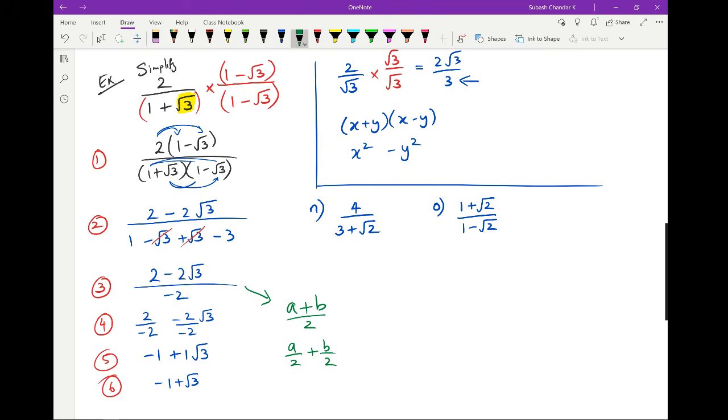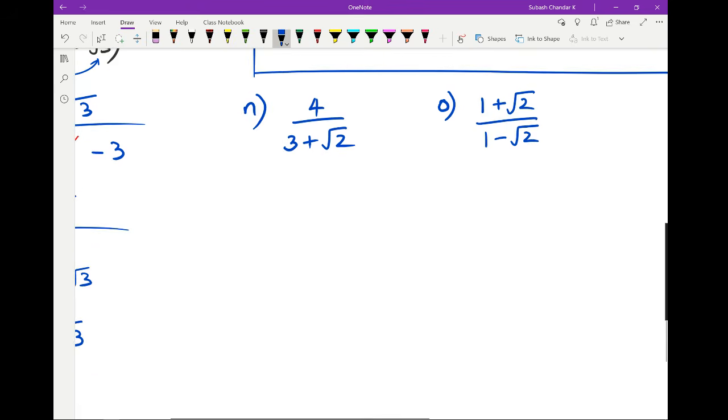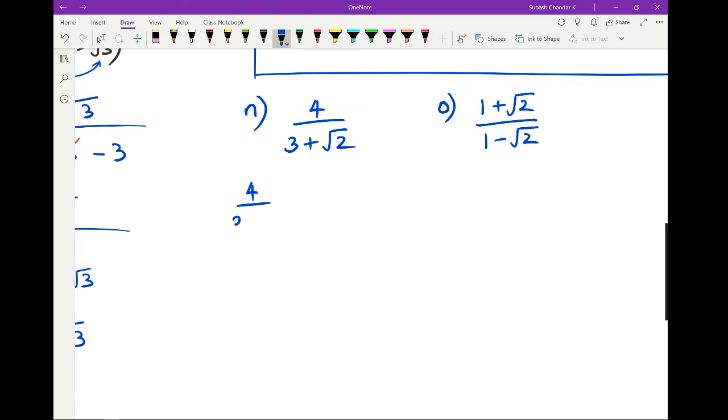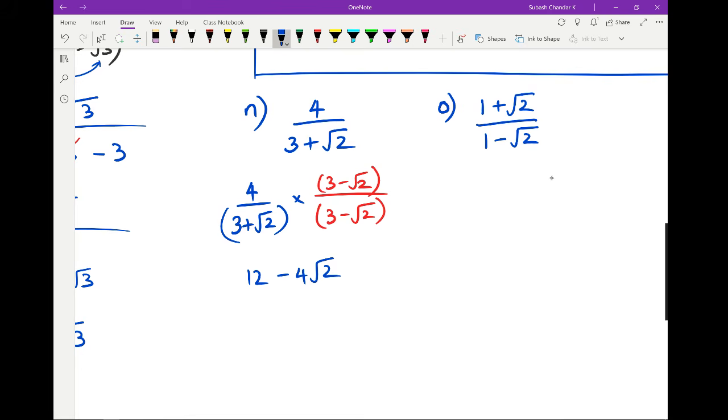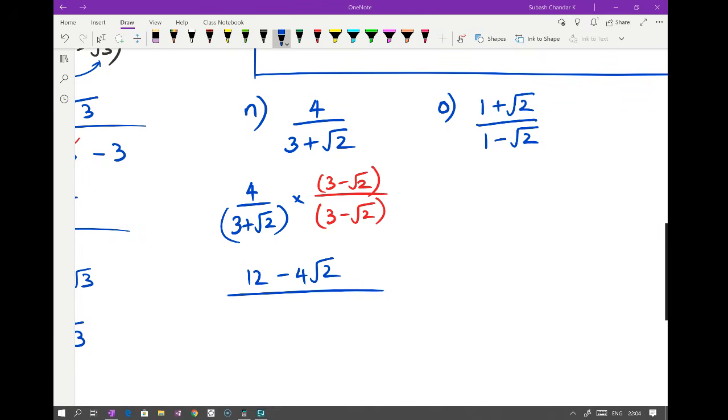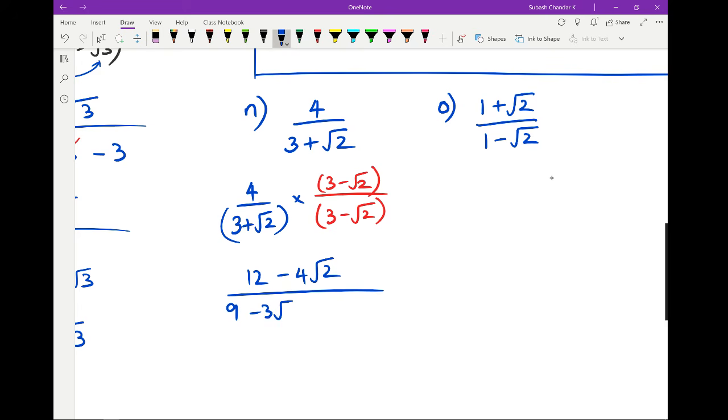Okay, I'm going to get going with question N, guys. So question N, what you'll have is, I've got 3 plus root 2 multiplied by 3 minus root 2 and 3 minus root 2. So the numerator, I'm going to get 4 times 3, which is 12, and then minus 4 root 2. The denominator, 3 times 3 is 9, minus 3 root 2 plus 3 root 2 minus 2, because square root of 2 times square root of 2 is 2.